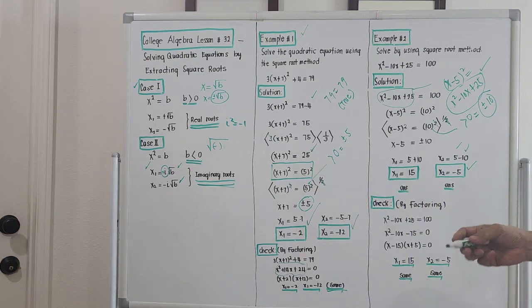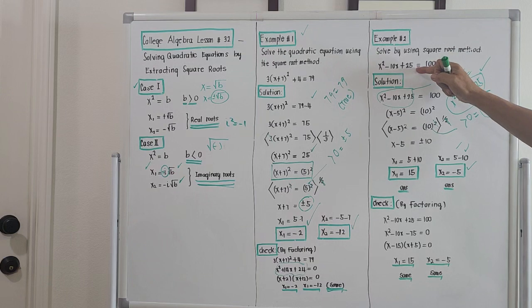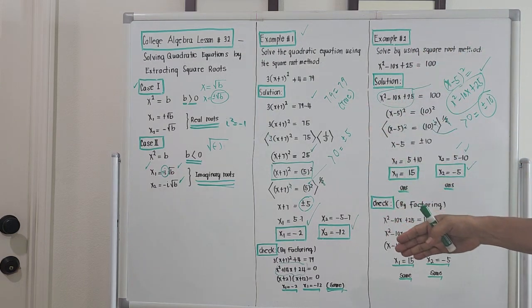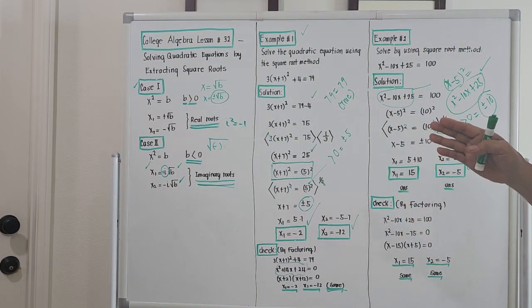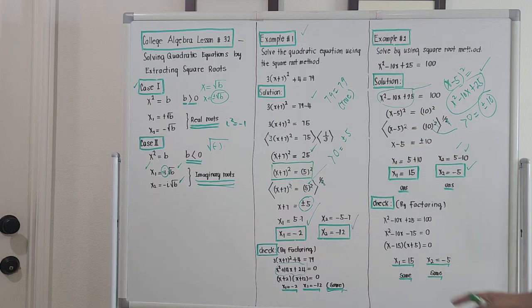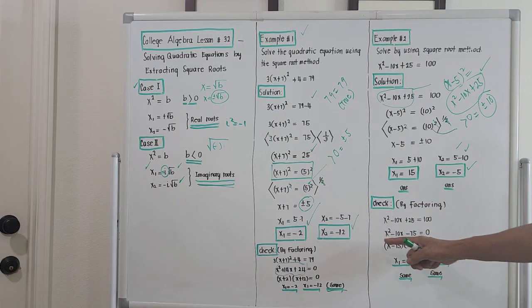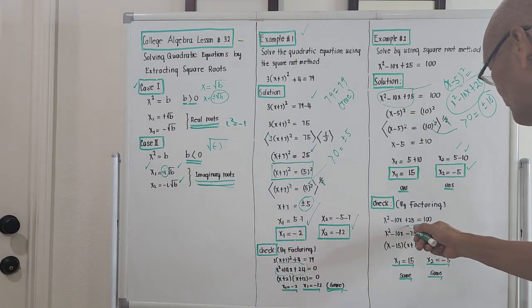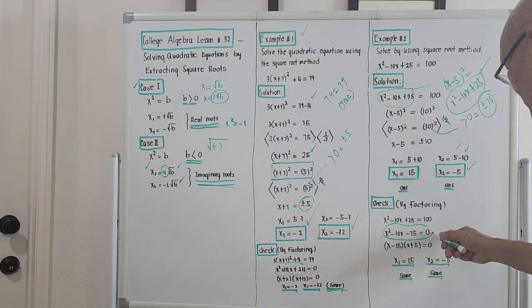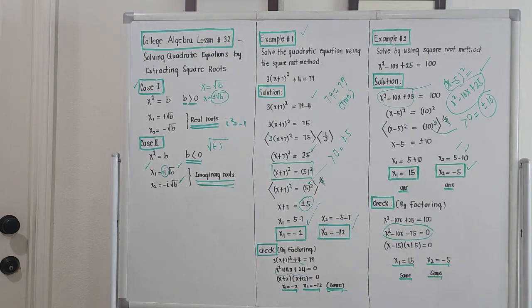Again, let's check the validity of the answer. Instead of substituting into the given quadratic, we will bring out the solution by using factoring. x squared minus 10x plus 25 equal to 100. We put this to the left: x squared minus 10x minus 75 equal to 0. This is now the resulting quadratic equation, right? And we bring out the solution of this by using factoring.